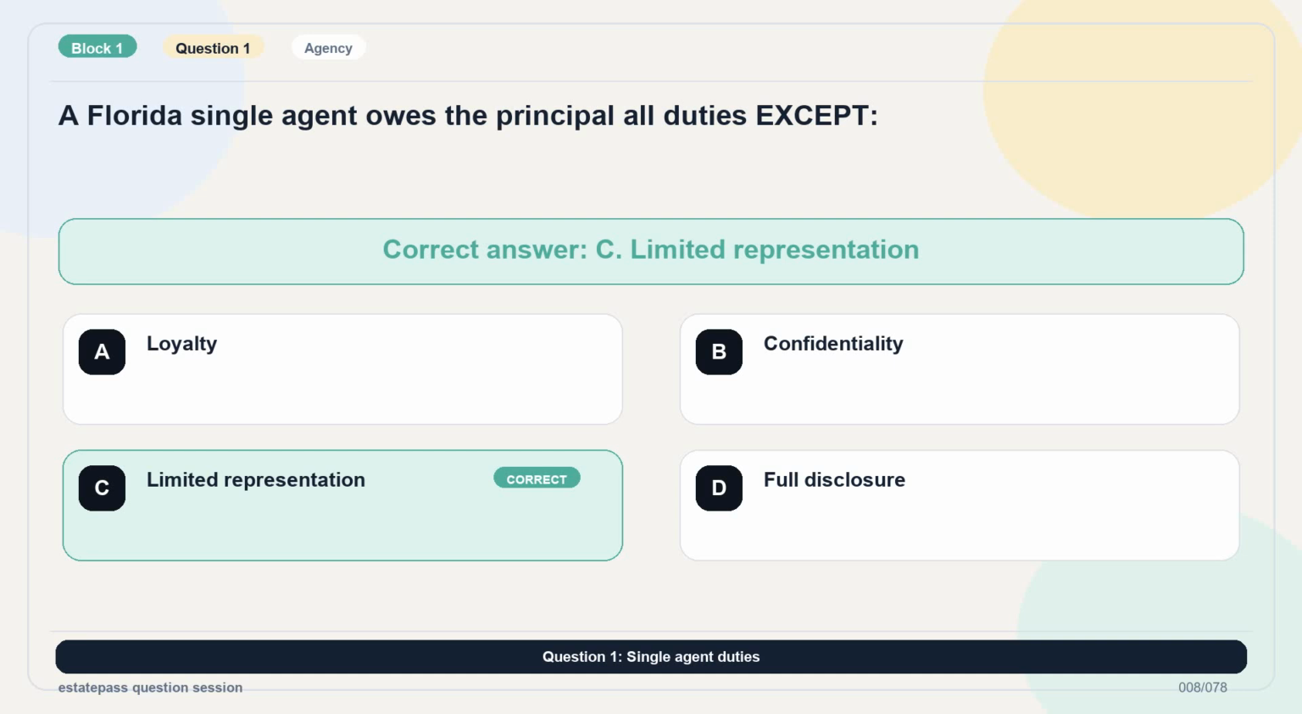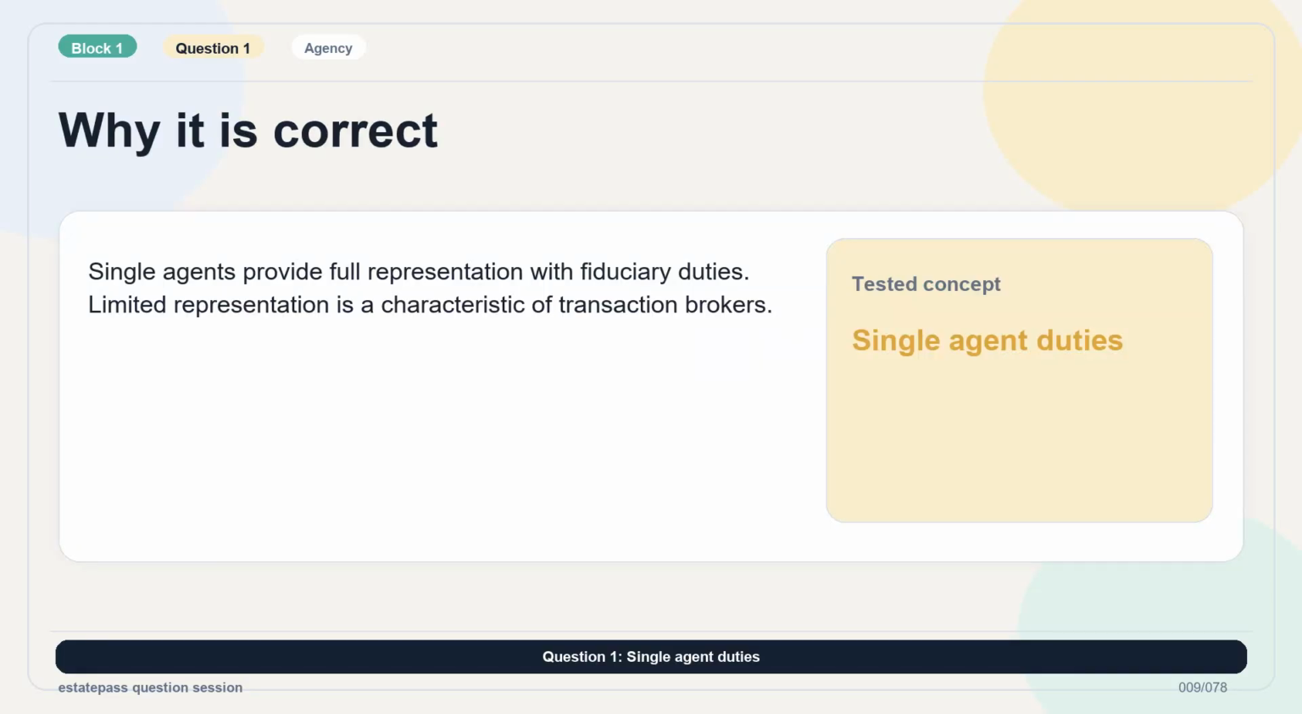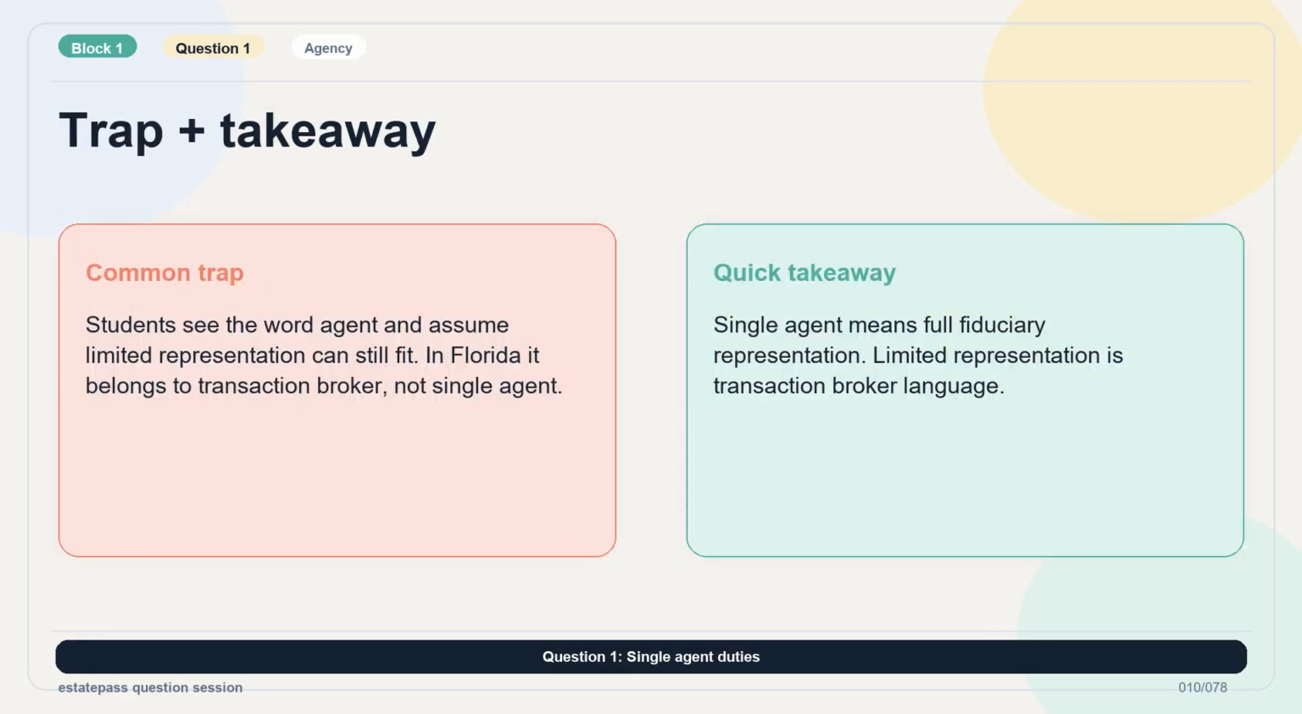Limited representation. Explanation. Single agents provide full representation with fiduciary duties. Limited representation is a characteristic of a transaction broker. Common trap. Students see the word agent and assume limited representation can still fit. In Florida, quick takeaway. Single agent means full fiduciary representation.